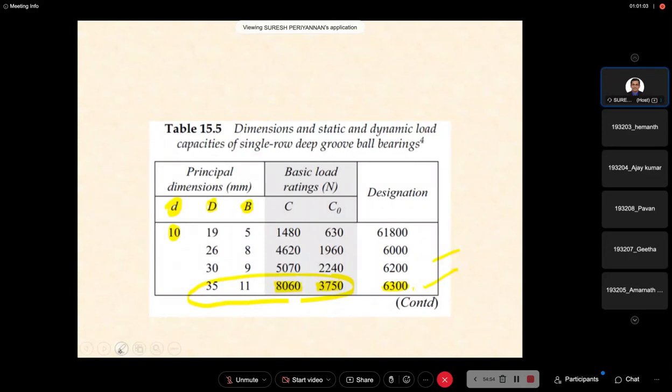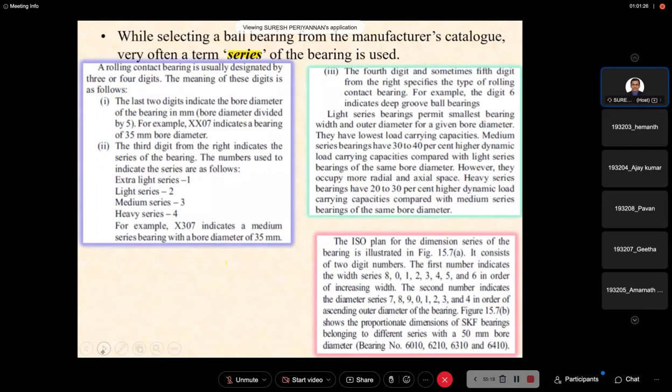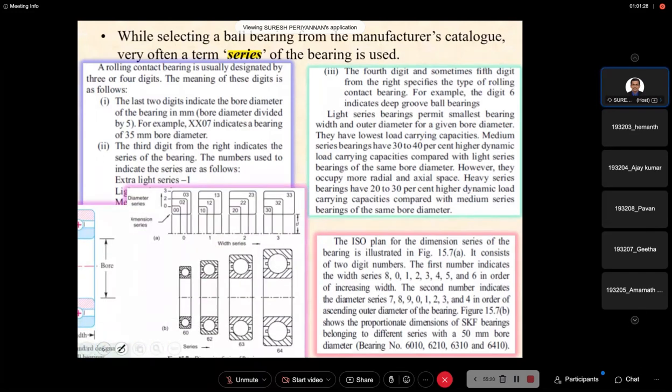Sometimes we are going to concentrate on this one and these two. If you know these values, we can easily identify the outer diameter and width of the bearing. We'll see the problem, and once we go to the problem, you can easily understand. So don't worry. Now we see this, then we close the meeting today.